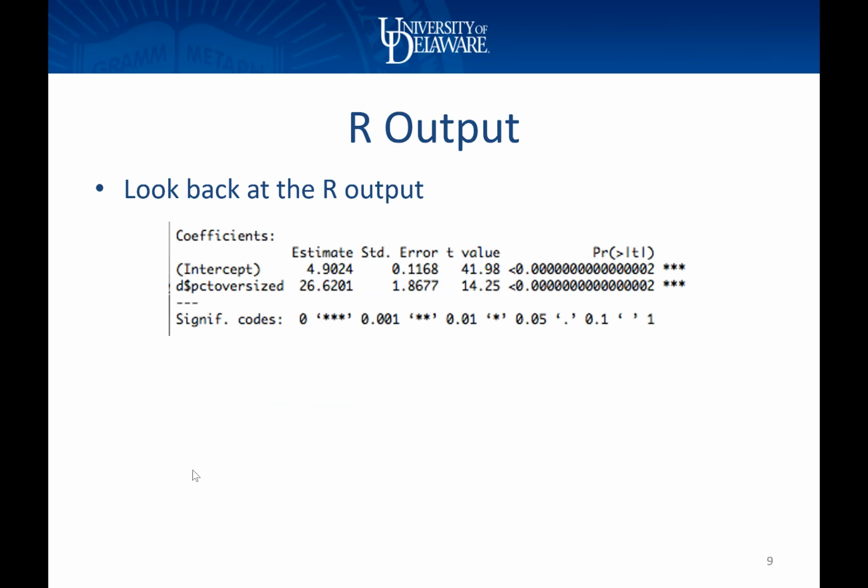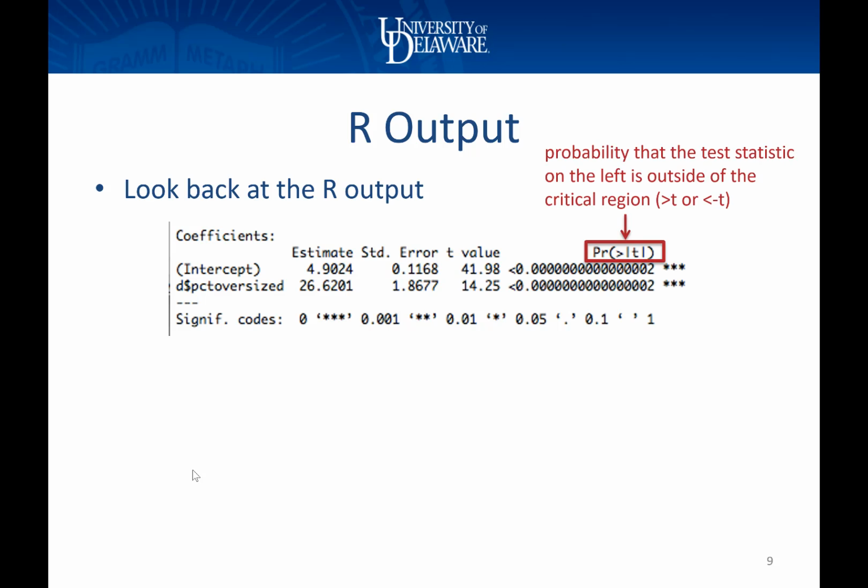Let's go back to the R output now. We saw the estimates, the standard errors, and the t-values, and now we know how useful those are. But let's look at these p-values quickly. This is actually the p-value of the two-sided test. So for the intercept, the p-value is less than 0.000000 and so on, 2. So this is a tiny, tiny, tiny number. The p-value is very small.